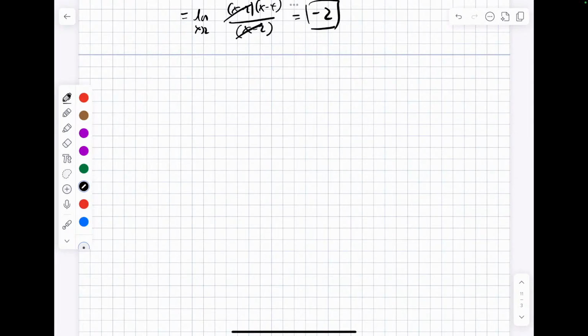Now I want to talk about something that's always on the AP exam. It is an AP exam favorite. Anytime I say AP exam favorite, you have to know it completely. You can ask me questions about how this works, but let's talk about differentiable.